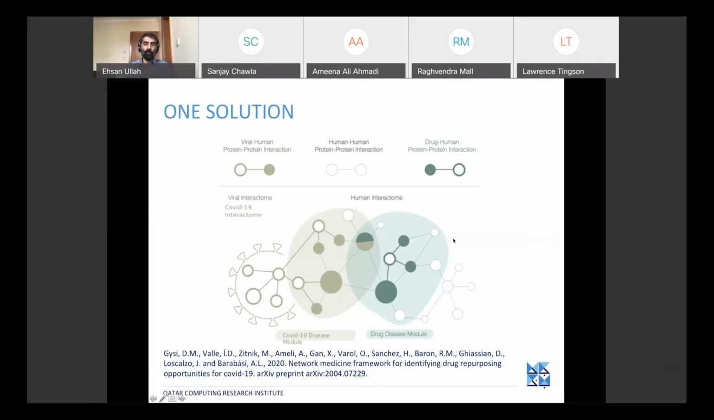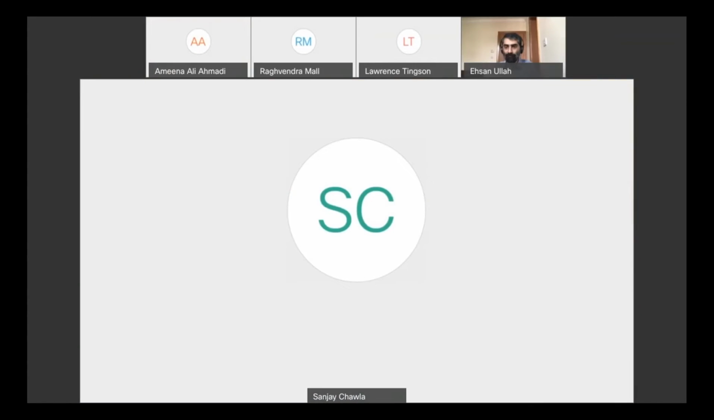Now I will hand over the presentation to my dear friend Raghvendra, who will explain how we have used these approaches to identify different drugs that can be repurposed for treatment of COVID-19. Before that, Sanjay, if you have any questions? Yeah, if you have questions, please put them in the Q&A box. Otherwise, Raghvendra, you can take over.